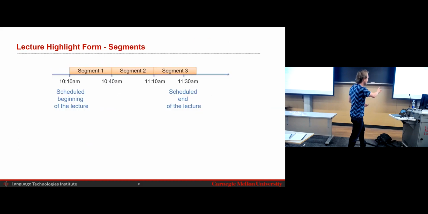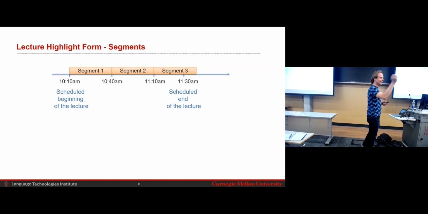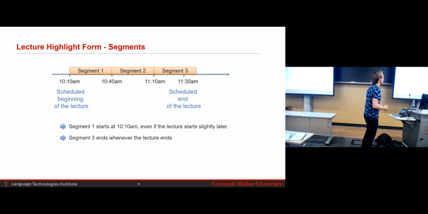So 10:10 we start. Even if we start late, that doesn't change. 10:40 is the first segment. We're not going to say, oh, this topic was a minute after. We're not that picky. But one segment, a second segment, and the third segment is the last part, even if we end the class earlier or later. Okay.